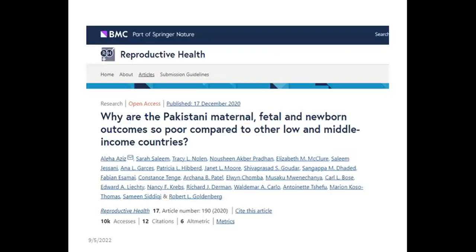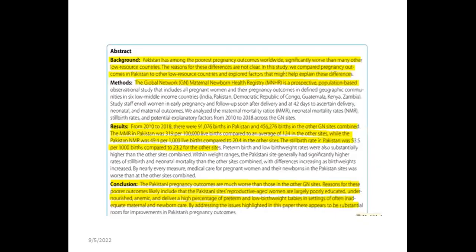Now, an article was recently published which explains why Pakistani maternal, fetal, and newborn outcomes are so poor compared to lower and middle-income countries. According to this article, Pakistan has among the poorest pregnancy outcomes worldwide, significantly worse than many other low-resource countries. Method: the Global Network Maternal Newborn Health Registry, prospective population-based observational studies that include all pregnant women and pregnancy outcomes in defined geographic communities in 6 low-middle-income countries, including India, Pakistan, Democratic Republic of Congo, Guatemala, Kenya, and Zambia.